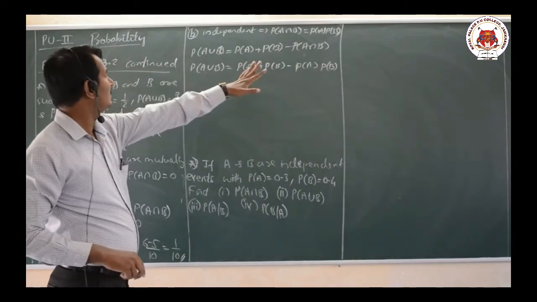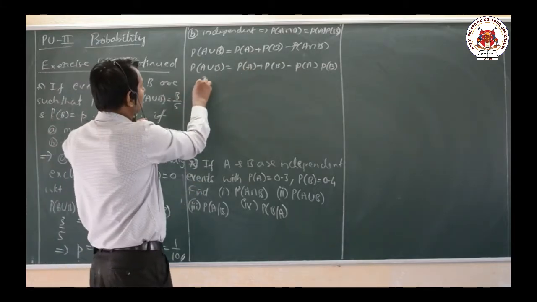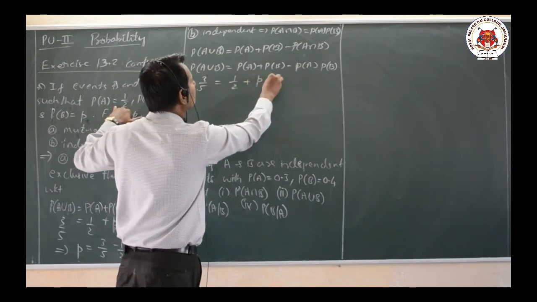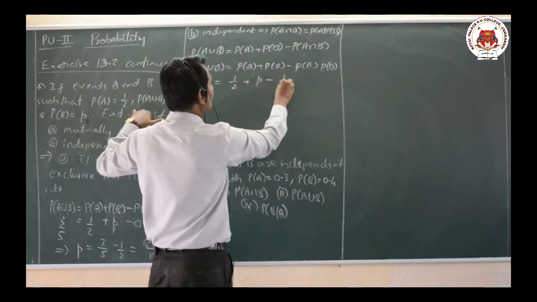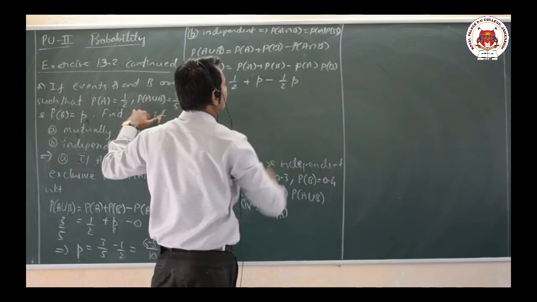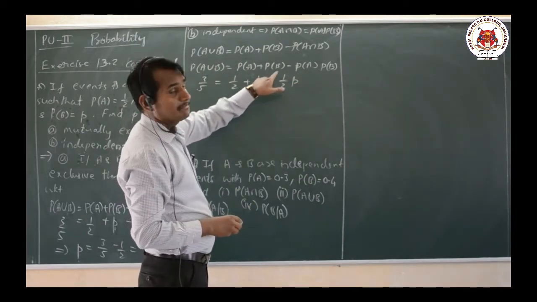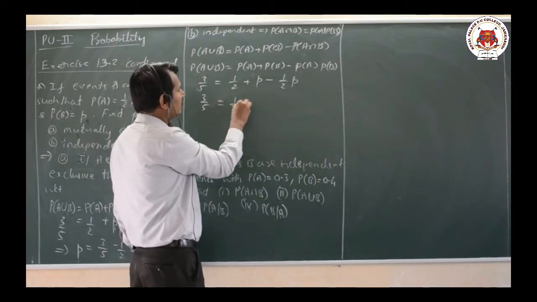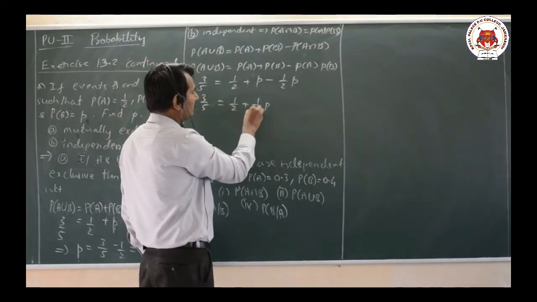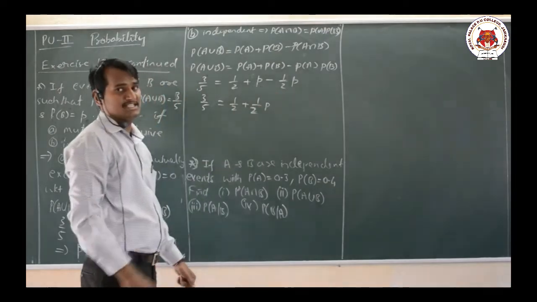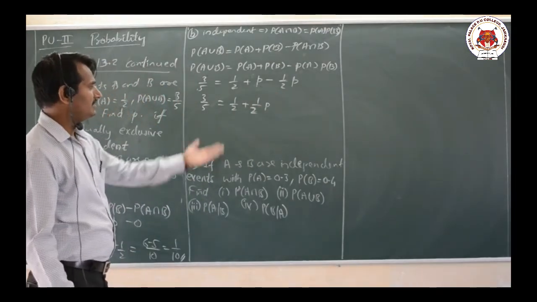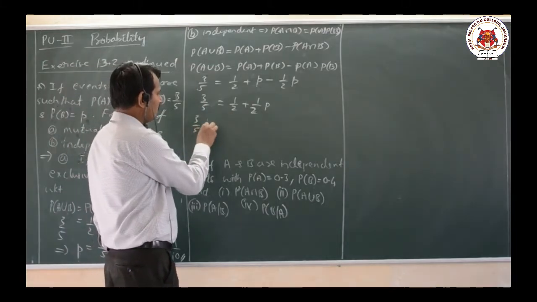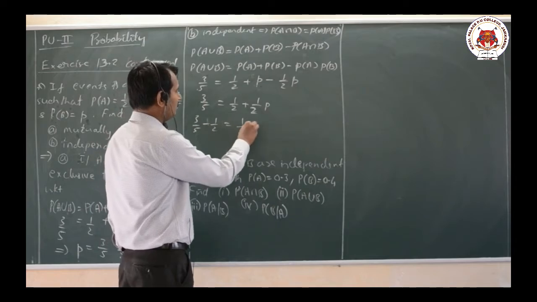Now we know all the values: P of A union B is 3 by 5, P of A is 1 by 2, plus small letter p, minus P of A, again 1 by 2, into P of B, which is small letter p. Here we can observe that p minus half p is half p, so 3 by 5 equals 1 by 2 plus 1 by 2 p, since 1 minus half is half only. Now we can easily find the p value: 3 by 5 minus 1 by 2 equals 1 by 2 into p.